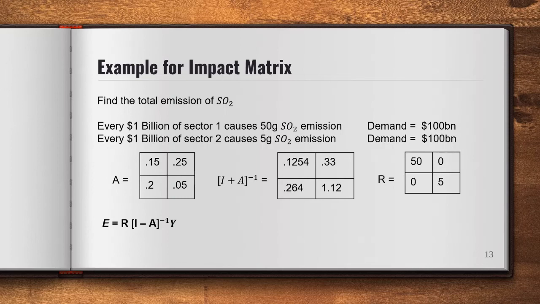So this data that is given to us over here is actually this R matrix. You can see that this is sector 1 and this is sector 2. It says that for sector 1, and R is always a diagonal matrix, so you can see the 50 is over here, 5 is over here, and this R just measures the impact. Since it is measuring the impact of the sulfur dioxide, this is the R matrix. And you can see we'll be just using this formula, so we just have to simply plug in the values.